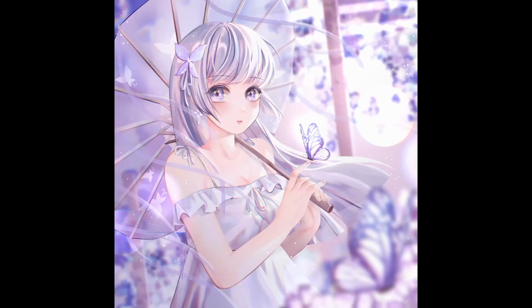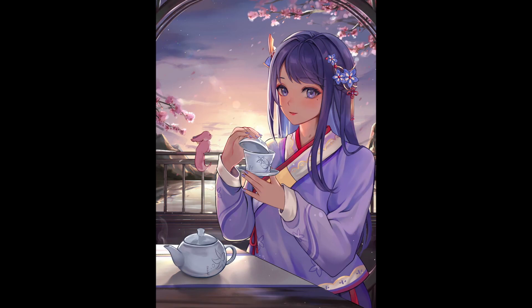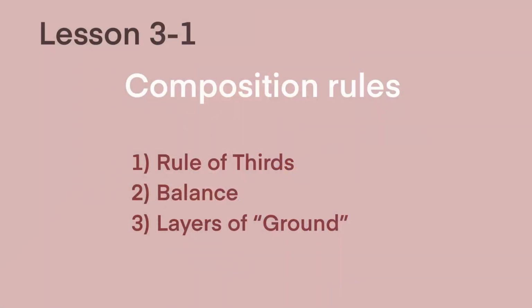For the background, we can have different layers of ground too. Like this example, where there are many different layers of rocks, some are closer and some are further away. Or this example, where there's many layers to the background that give us a sense of space. And again, we can refer to our previous rules to decide where to place each element.